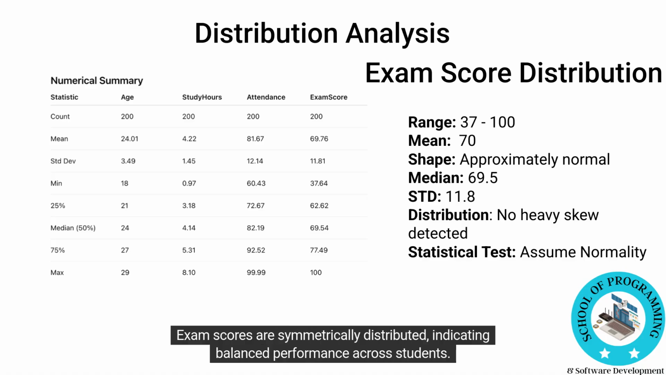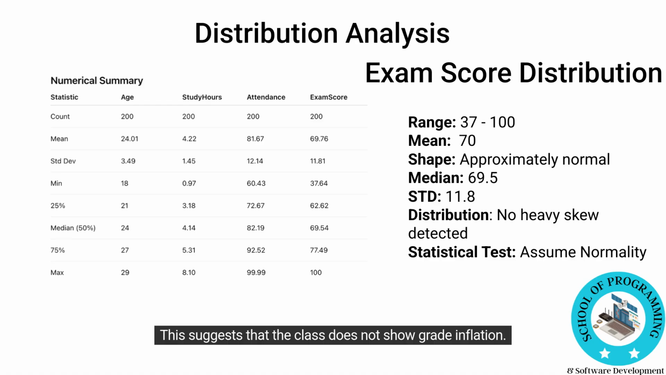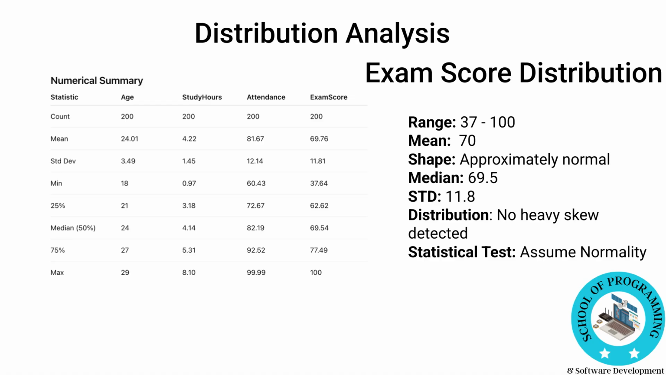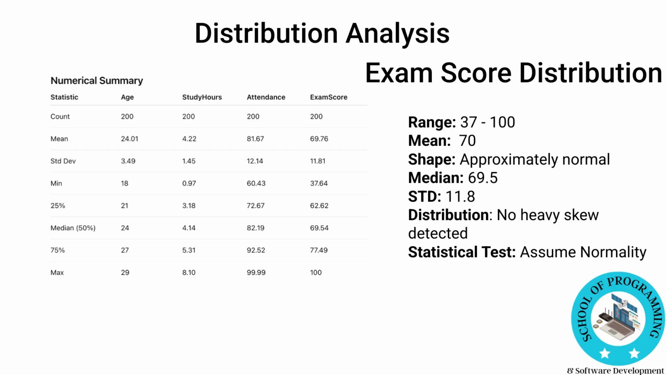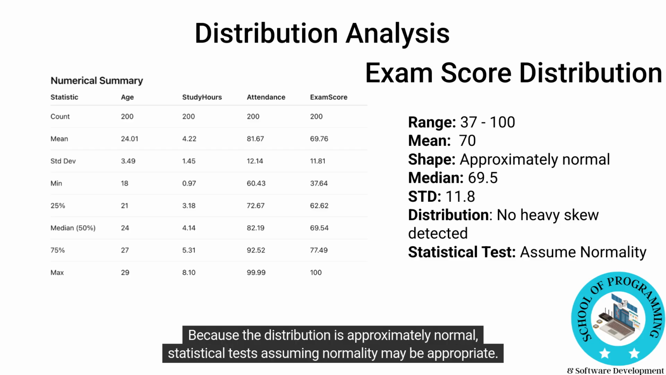Interpretation: exam scores are symmetrically distributed, indicating balanced performance across students. This suggests that the class does not show grade inflation. No extreme clustering at high or low performance. Exam score is suitable for modeling. Because the distribution is approximately normal, statistical tests assuming normality may be appropriate.